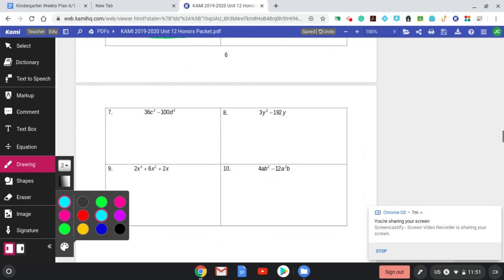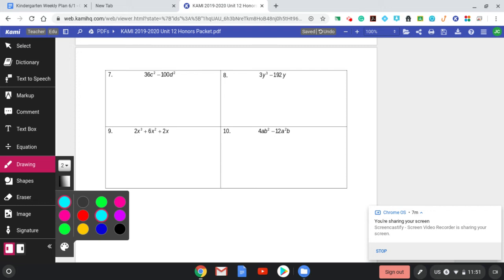All right. Everyone always gets mixed up with number 7. They see 36, they see 100, they see c squared, and they see d squared, and they're like, here we go, difference of two perfect squares. Let's roll. Sorry, it's not difference of two perfect squares. What do I always ask you to look for first? GCF. There is a number that goes into 36 and 100.